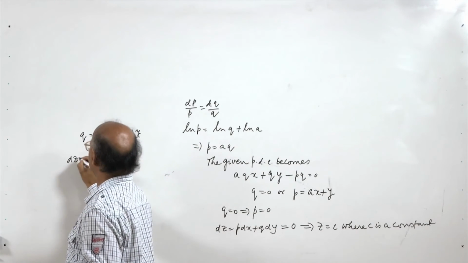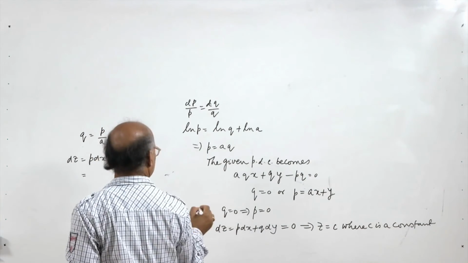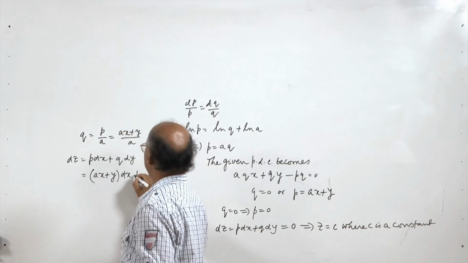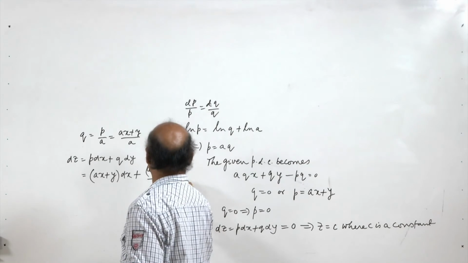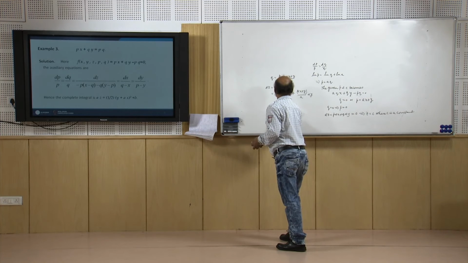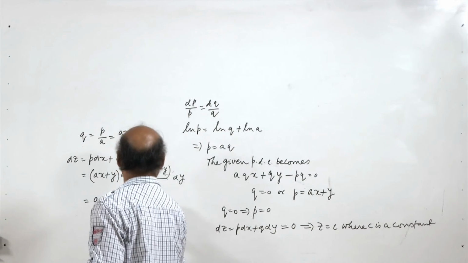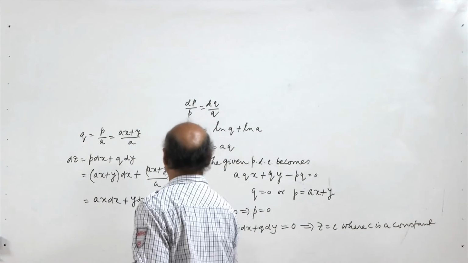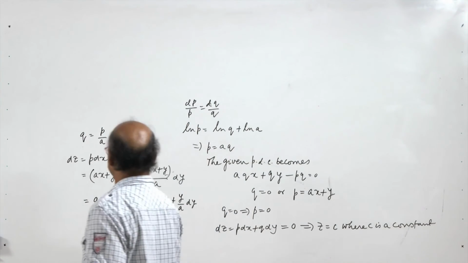Now, dz is equal to P dx plus Q dy. So, P means Ax plus Y dx, and Q means (Ax plus Y) divided by A dy. So this is equal to Ax dx plus Y dx plus x dy plus Y over A dy, and so we can integrate it easily.